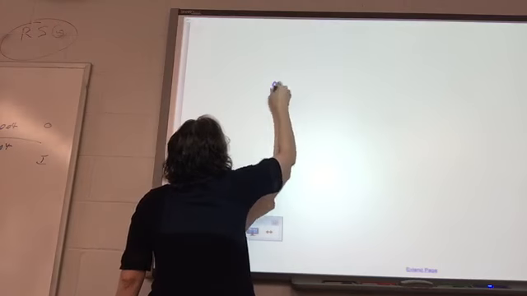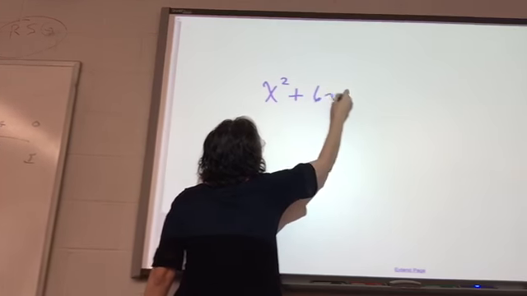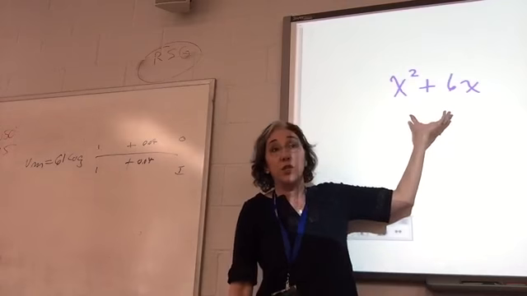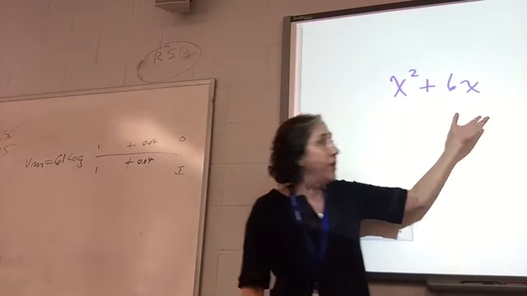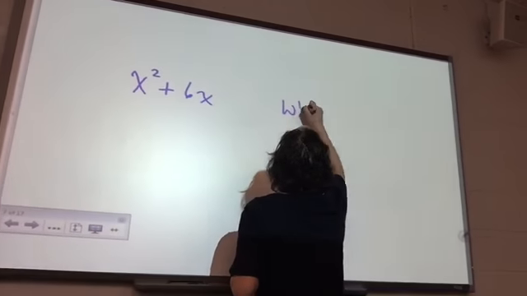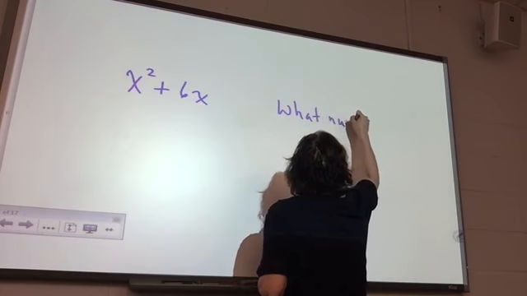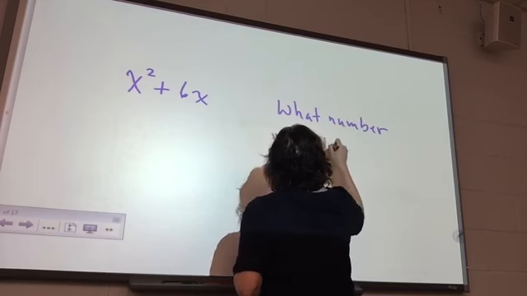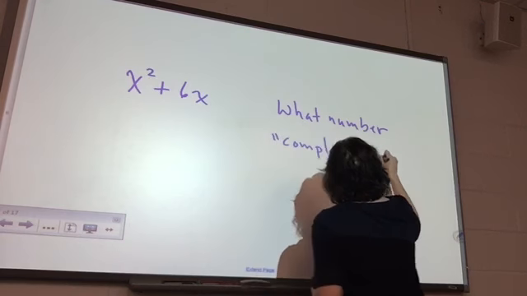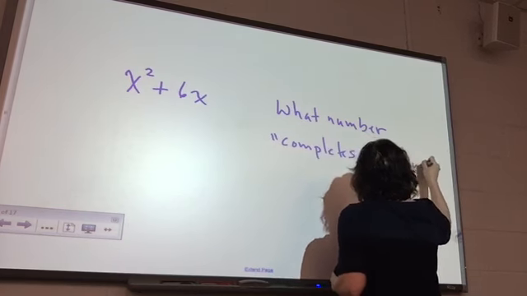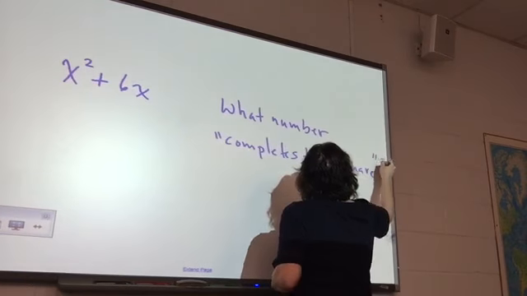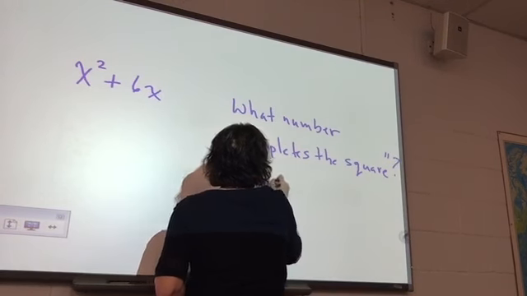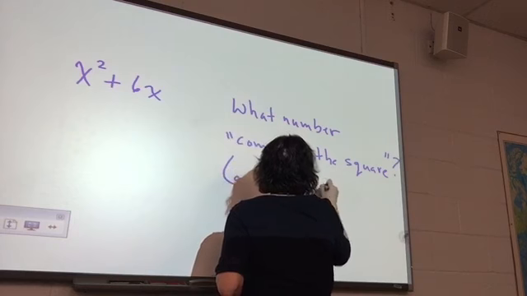All right, so I'm going to pick one we already know the answer to because we just did this one. Suppose you've got this expression, x squared plus 6x. Here's the question. What number completes the square? In other words, gives a perfect square trinomial. That's what we're talking about.